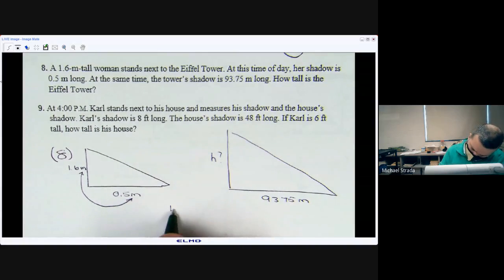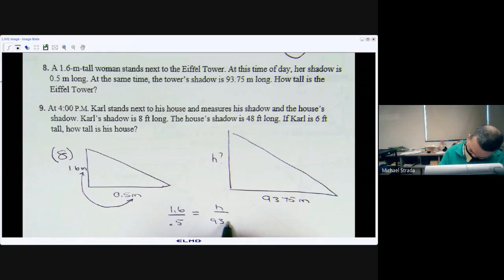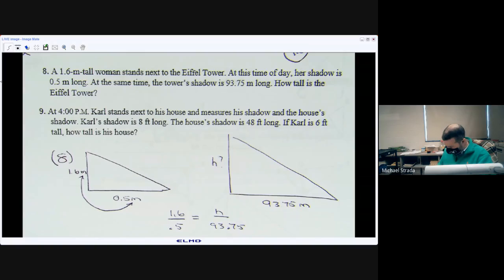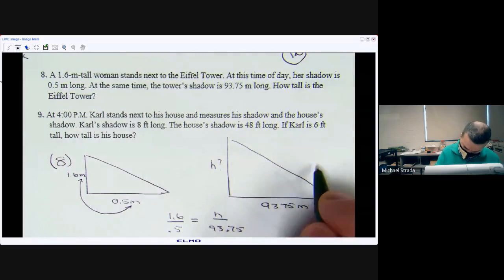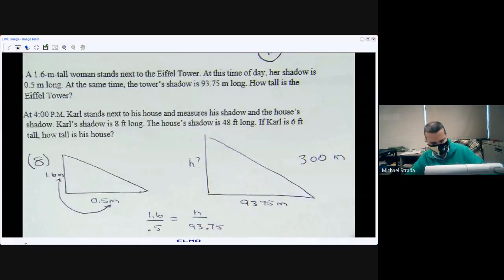So we would do 1.6 over 0.5 equals h over 93.75. 1.6 times 93.75 divided by 0.5. 300 meters. Really?